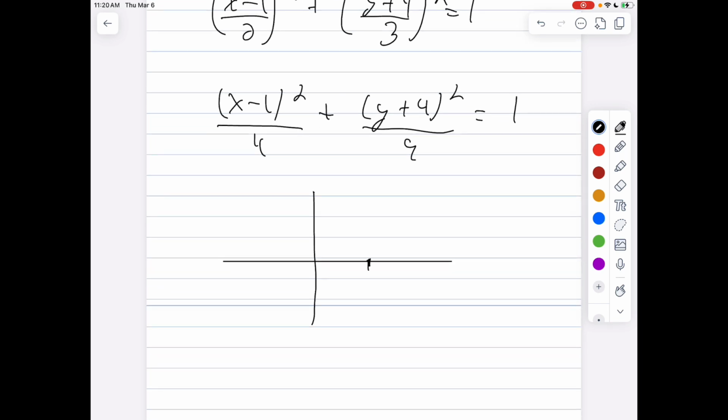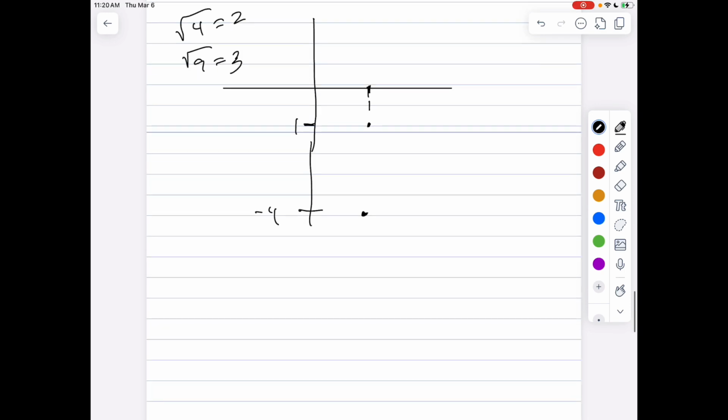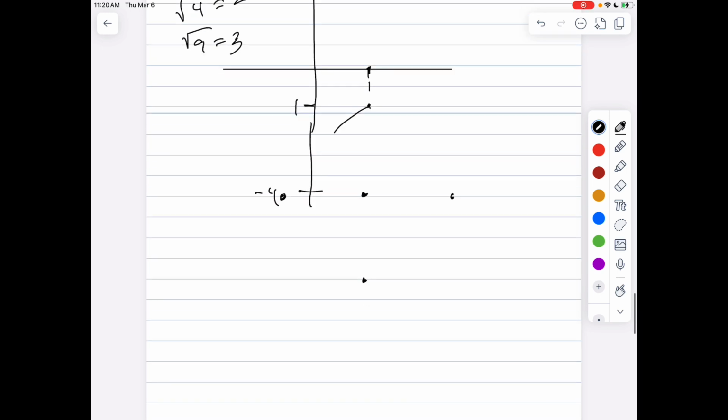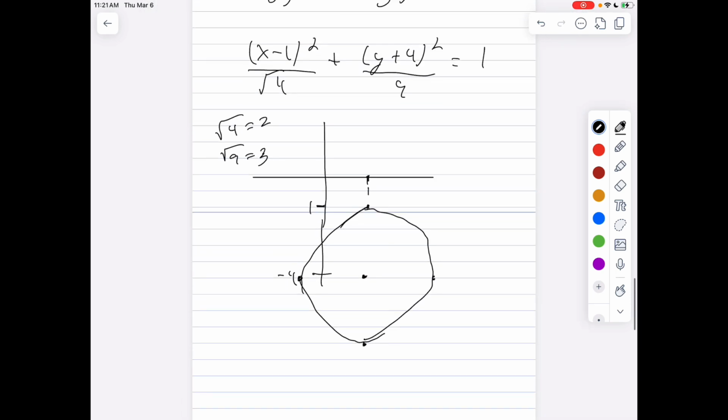So 1, let's say here, and then negative 4 is down here. And the way this works is that you have lengths of the major and minor axes, semi-major axis, semi-minor axis. I won't get too much into that. So I'm going to go up 3 here, down 3, and over 2 here, and over 2 here. Definitely I would try to review graphing the ellipse, but this is what that would look like. Sorry, that's not the best ellipse ever, but something along those lines.